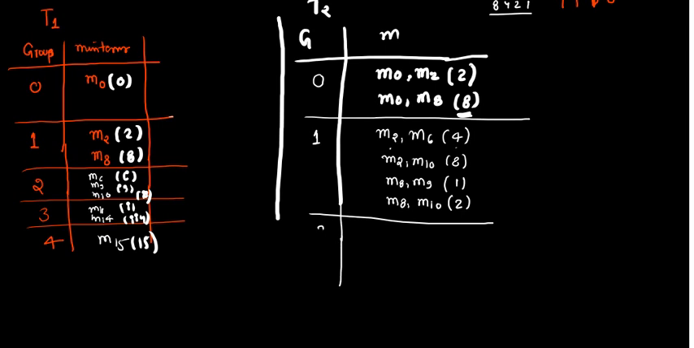Next, group number 2. Can we combine 6 with 11? 6 with 14? Difference? 9 with 11? Difference is 2. 9 with 14? 10 with 11? 10 with 14?